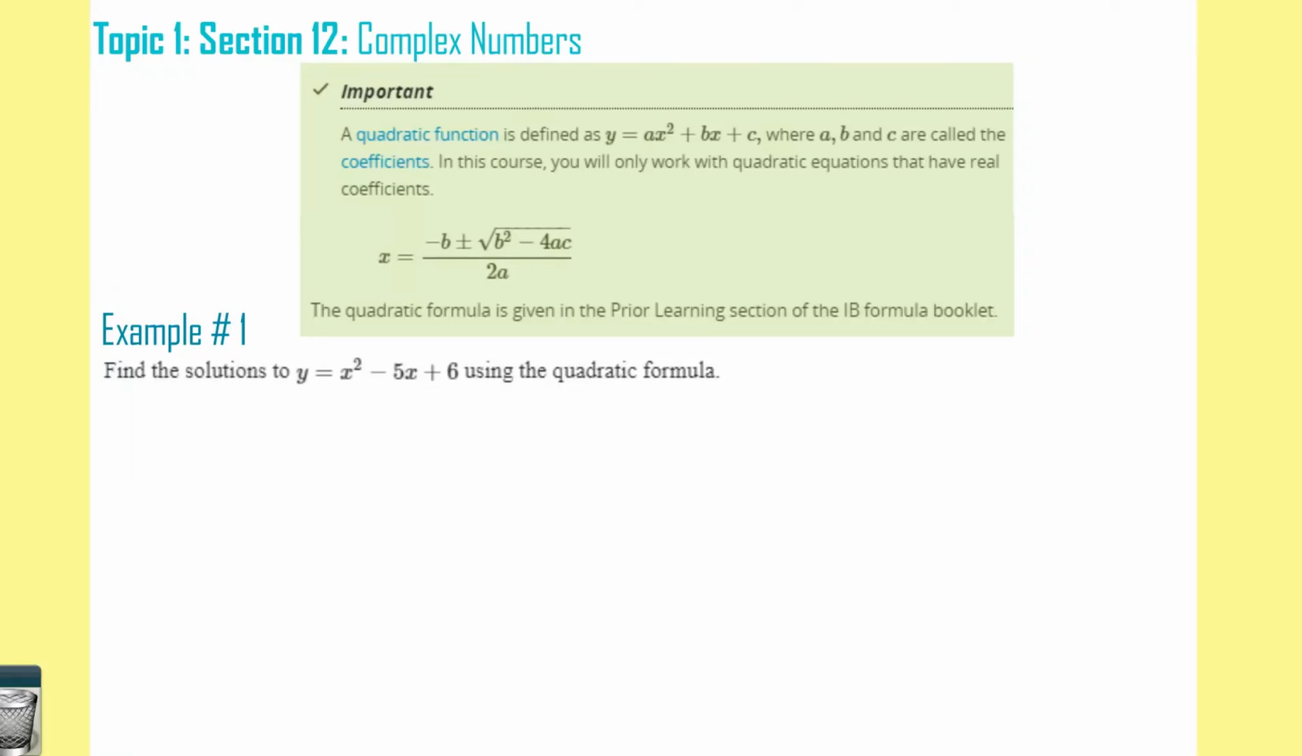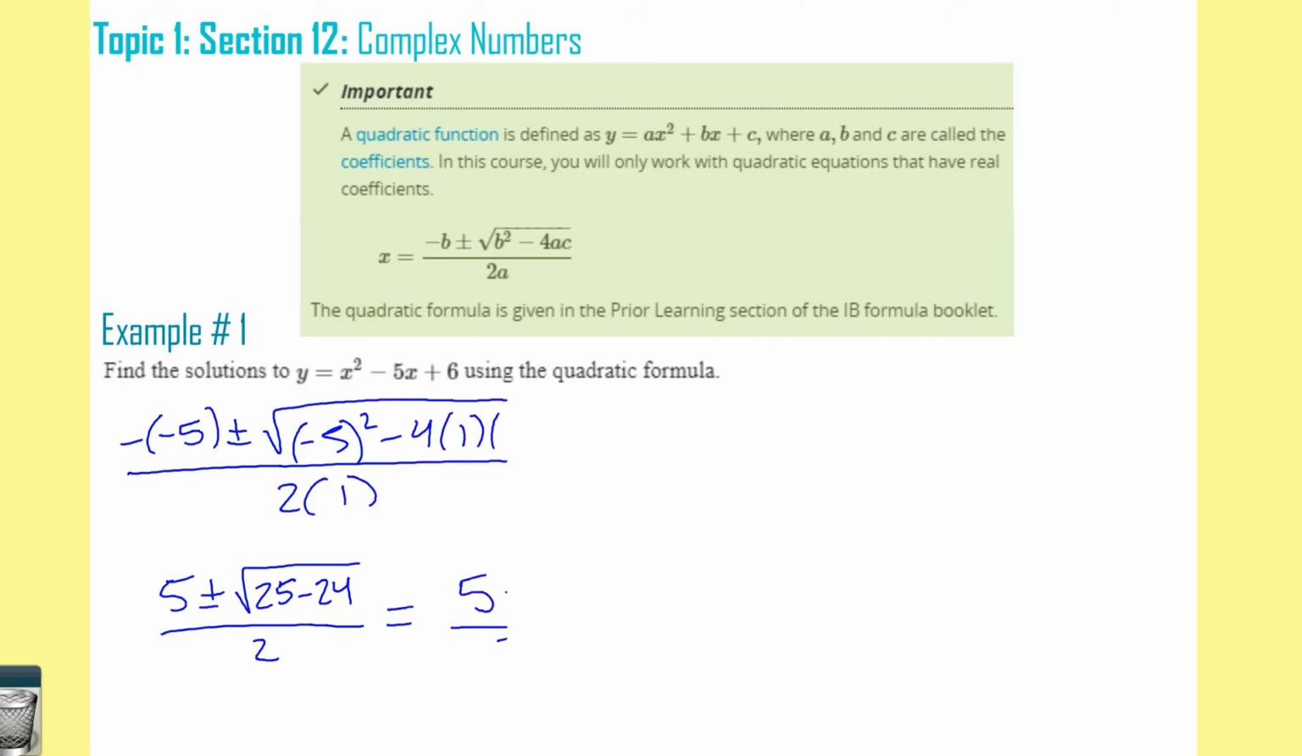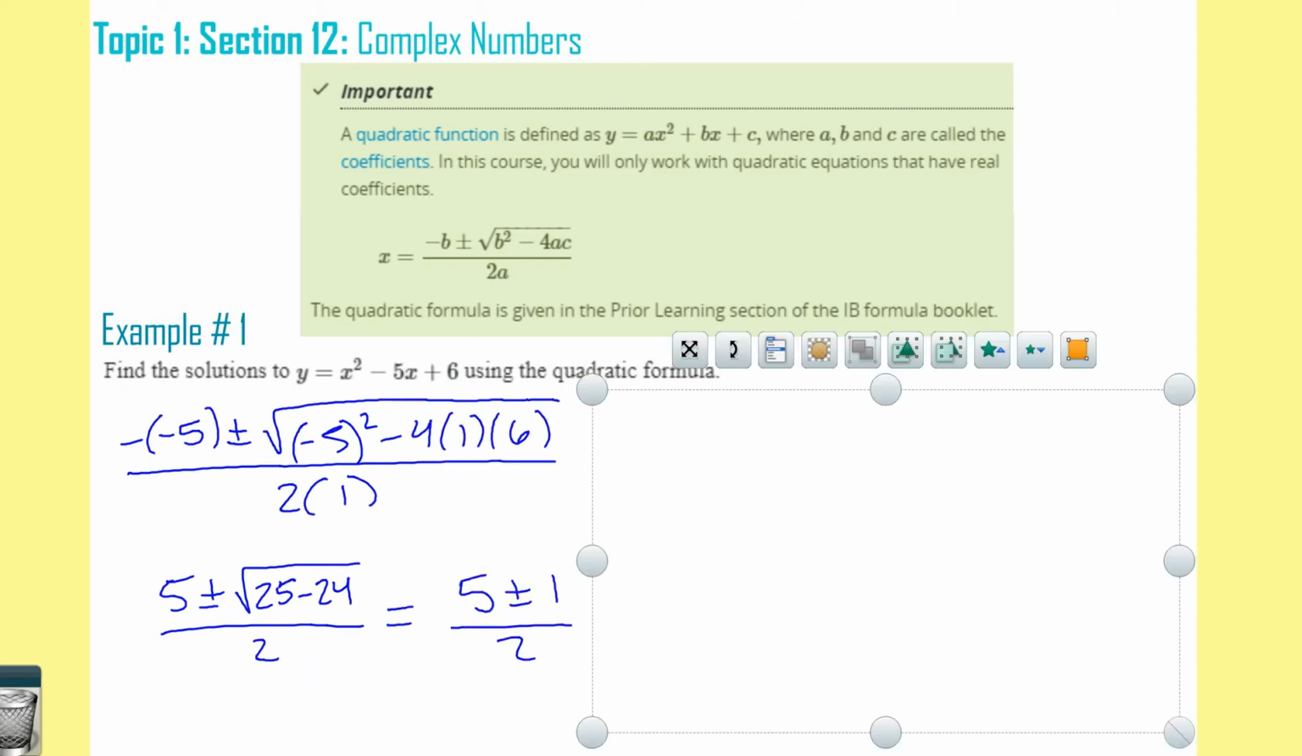Hello. Today we're going to talk about Topic 1, Section 12, Complex Numbers. So the first time you saw complex numbers, it was back in Algebra 2 with the quadratic formula, right? Solving a quadratic. So hopefully you remember how to do that by plugging those numbers in there. So let's see. You plug them in, you get this.